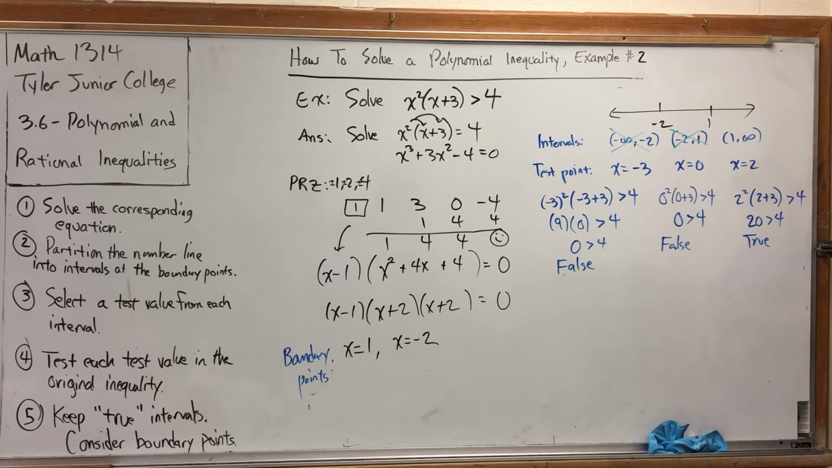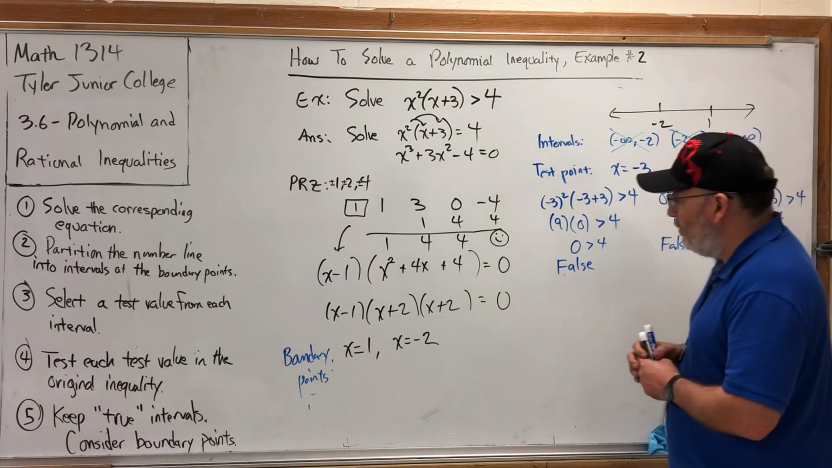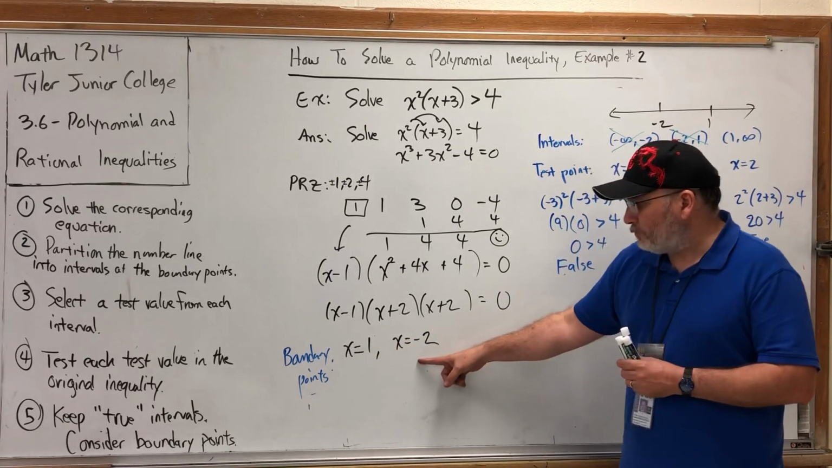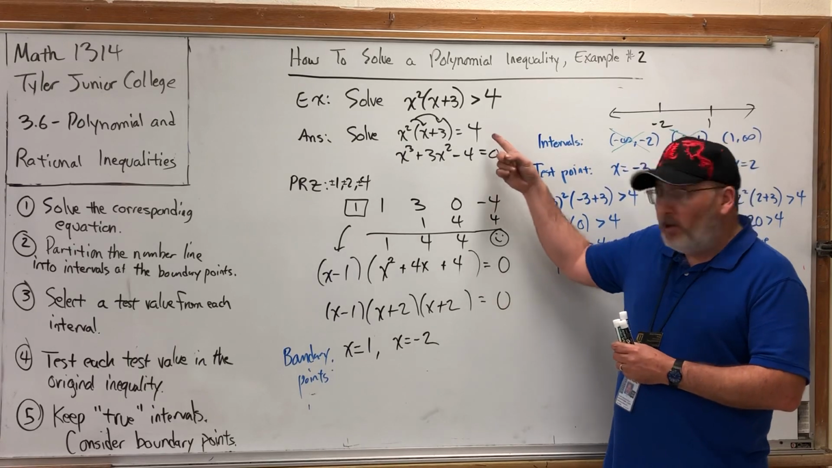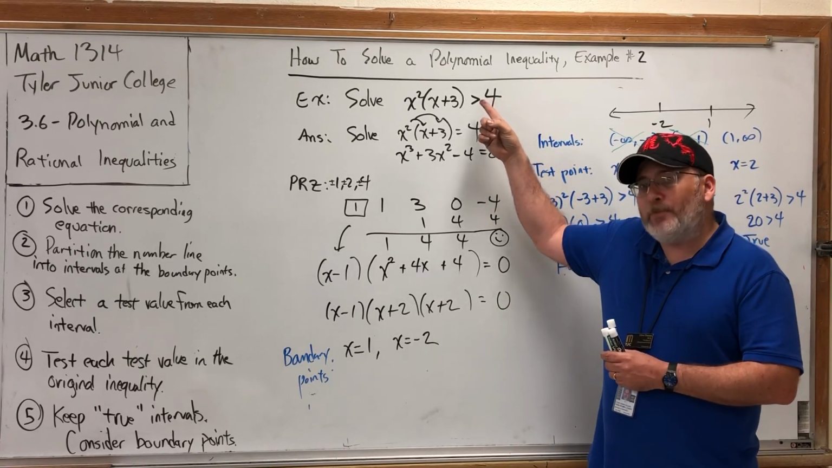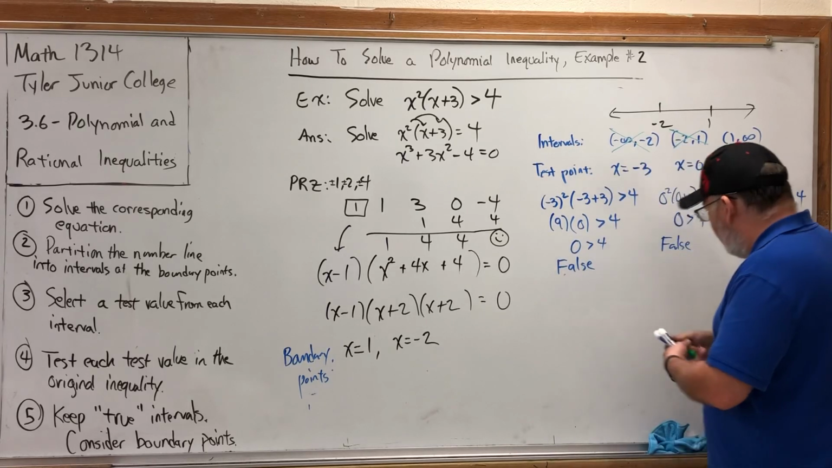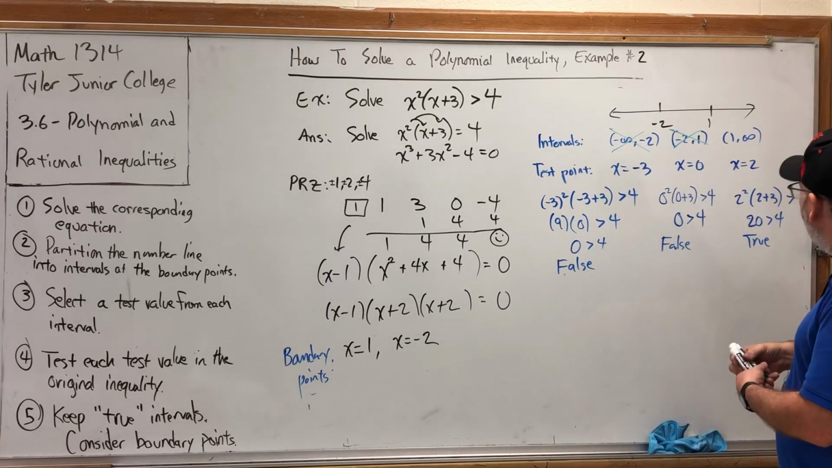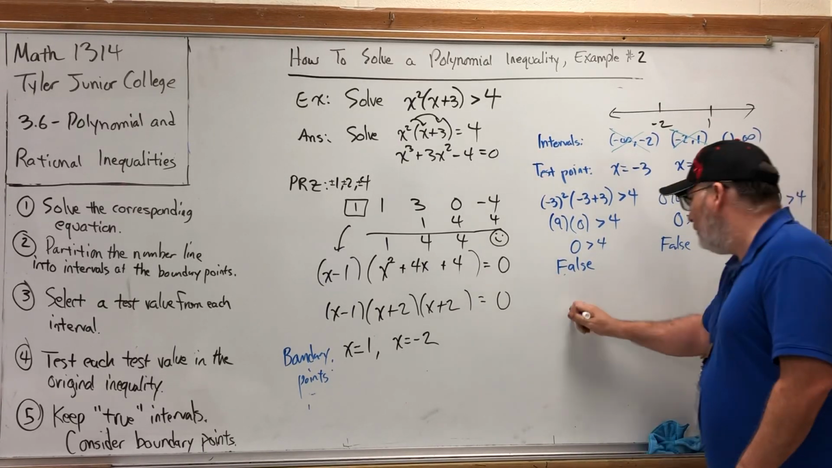Do we keep the boundary point? Do we keep 1? Well, we did not, because remember that the boundary points were the values that made it equal. This inequality does not permit it to be equal. So our answer is just the interval that we kept, 1 to infinity.